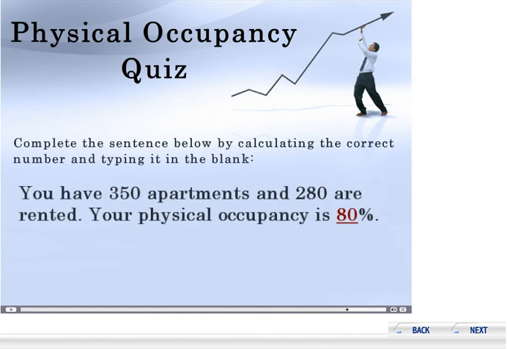In this scenario, you have 350 apartments and 280 are rented. Your physical occupancy is 80%. That is 280 divided by 350, which equals 0.80, which you multiply by 100 to find the percent of apartments occupied, 80%. Now let's look at the economic occupancy.